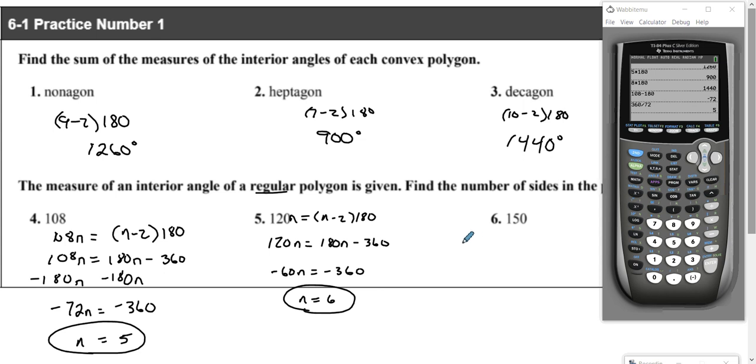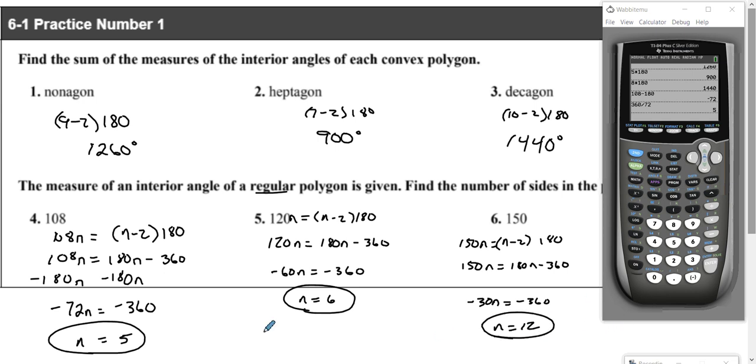Next one, 150n equals n minus 2 times 180. So 150n equals 180n minus 360. Subtract 180n from both sides, and we get 30n equals negative 360. Divide by negative 30, and n equals, what is that, 20? No, 60, 12, sorry. Couldn't do math in my head. All right, so there is the first 6 questions.